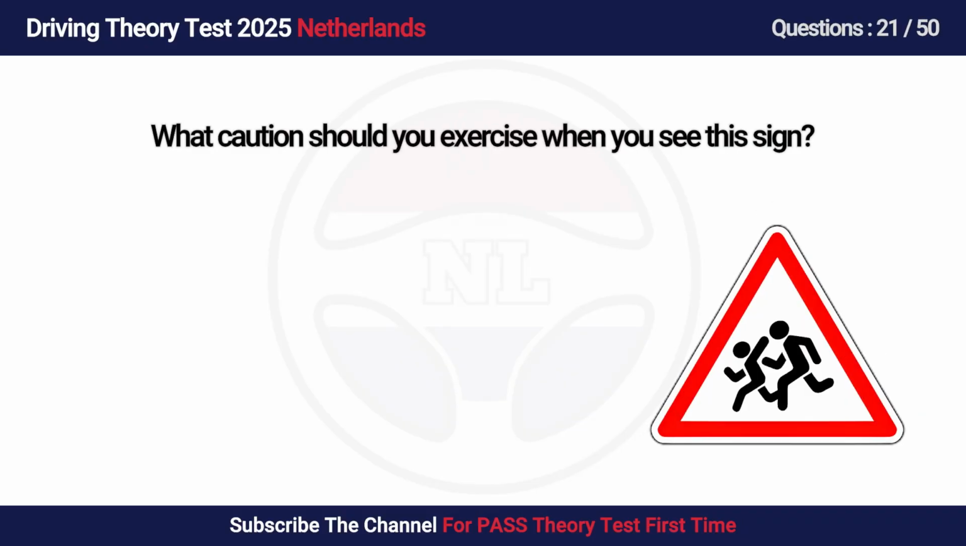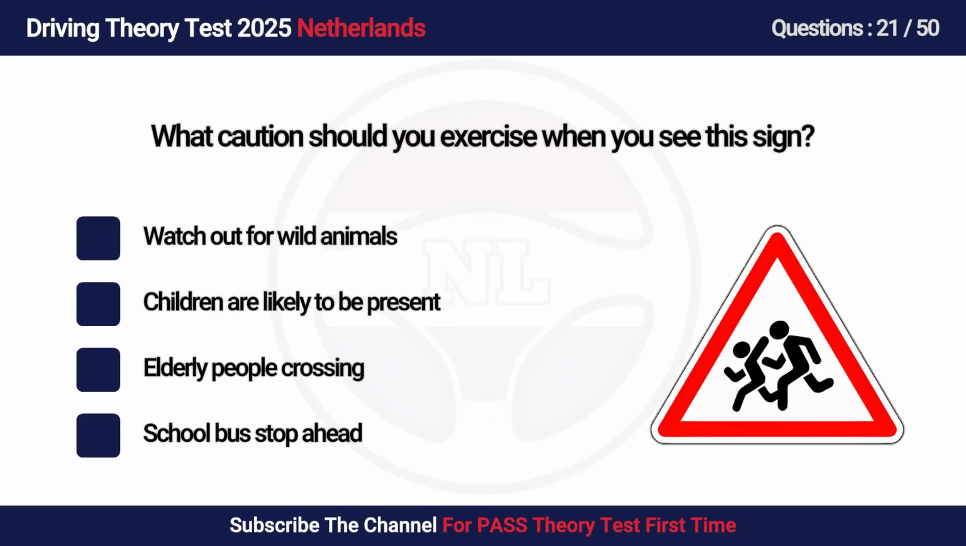Question 21. What caution should you exercise when you see this sign? A. Watch out for wild animals. B. Children are likely to be present. C. Elderly people crossing. D. School bus stop ahead.